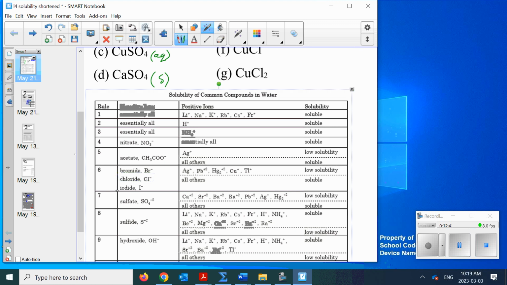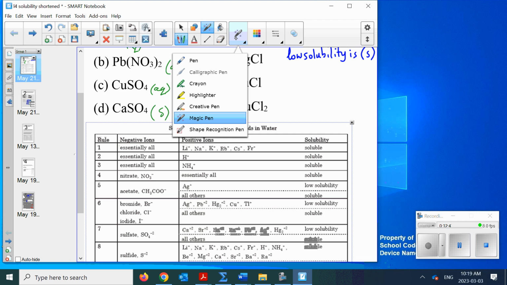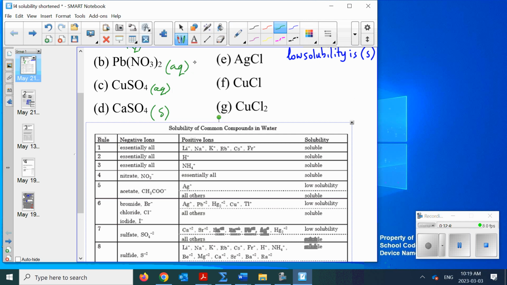Okay, so I take a look. First, I'm saying copper with silver. I look through the chloride rule here, and silver happens to be the first thing. Low solubility. I'm going to just put a solid there. It's going to be a solid in water. It doesn't dissolve.